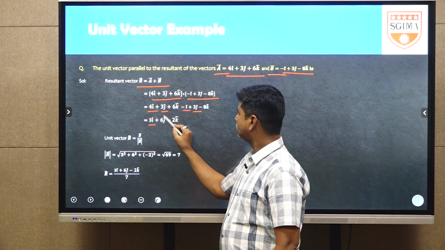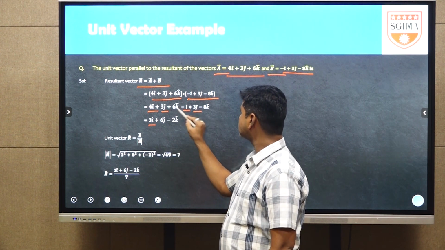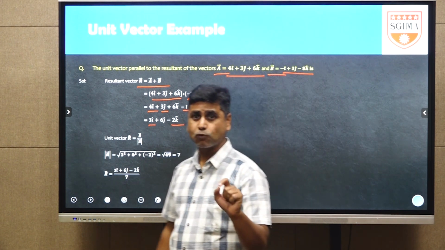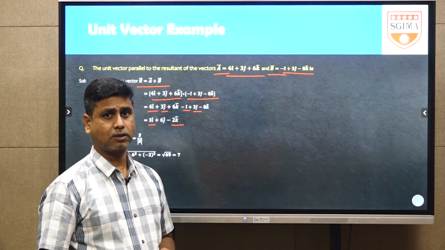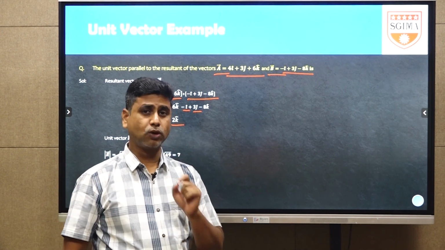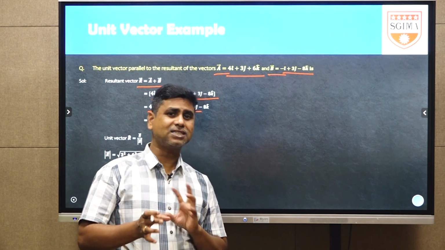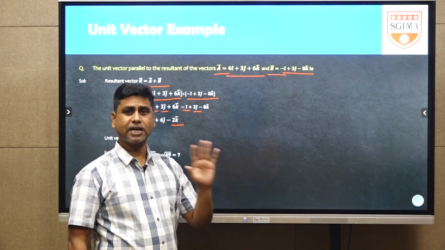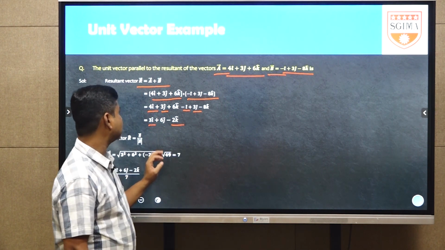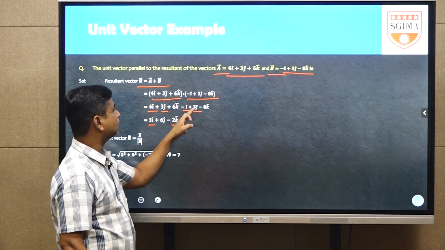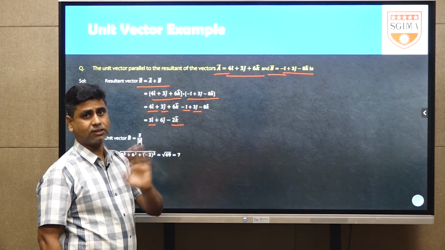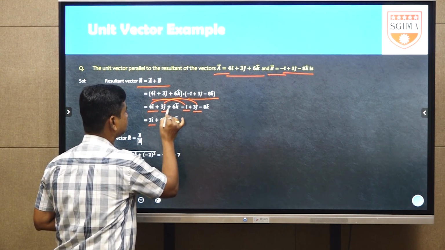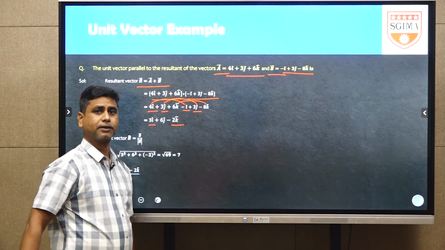3j plus 3j, 6j. Here 6 minus 8 is minus 2, that is k. But here we do the addition or subtraction only on i cap magnitudes, only j cap magnitudes, or only k cap magnitudes. Don't add 4i and 3j to get 7, never do that. Only i caps, only j caps, only k caps, like we are taking.